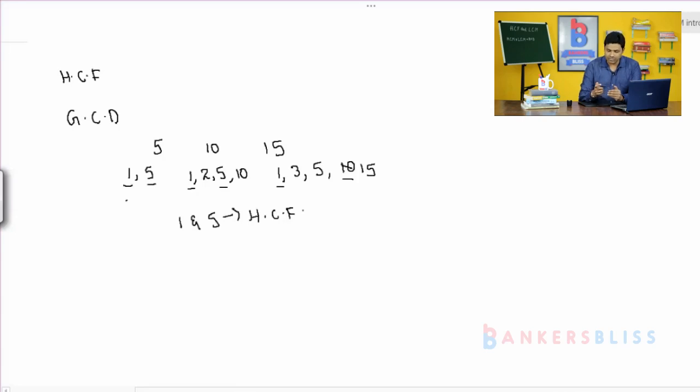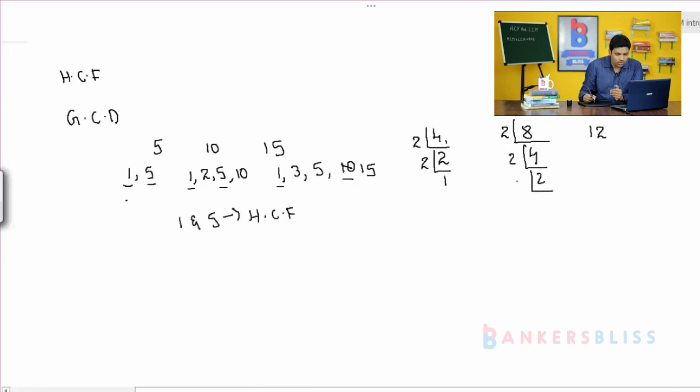Let me tell you a different example. For example, 4, 8, 12. So, the factors of 4 are 2 2s are 4, 2 1s are 2. Next, factors for 8 are 2 4s are 8, 2 2s are 4, 2 1s are 2. And for 12, 2 6s are 12, 2 3s are 6, 3 1s are 3.